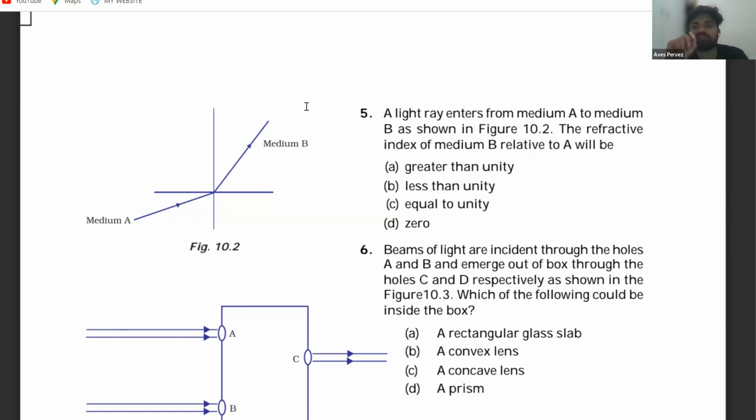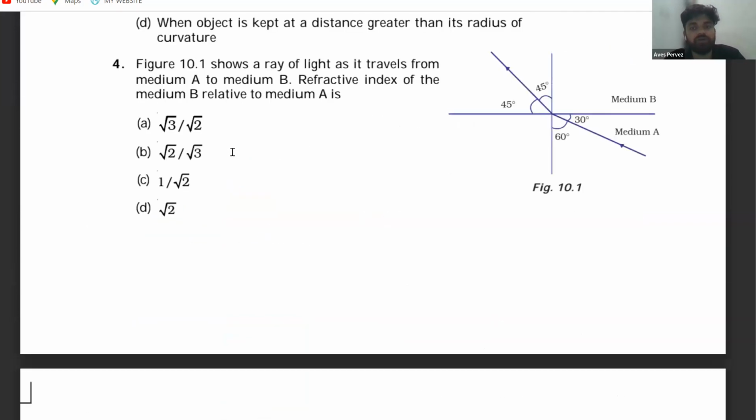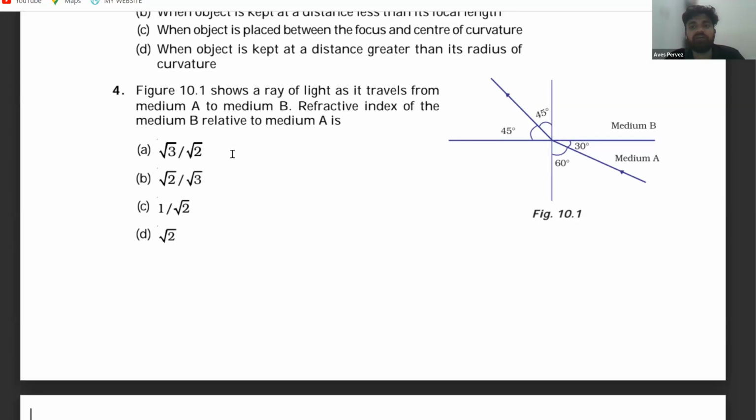Tell me if the ray is traveling from denser medium to rarer medium or rarer medium to denser medium. I'm asking if the ray is traveling from rarer to denser in this figure or denser to rarer. From rarer to denser. Yes, because here I is more and R is less. If R is less, then it is denser. Okay, rarer to denser. Very good.